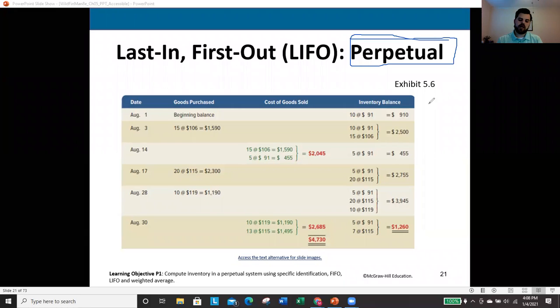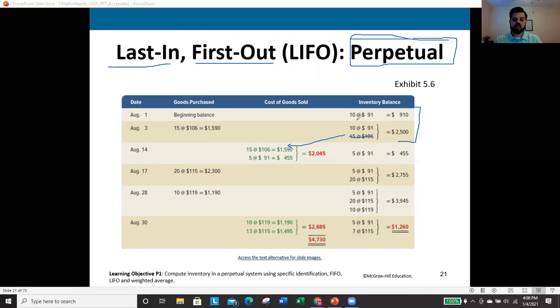So once again, we've got our same beginning situation, 10 at 91 plus 15 at 106. Nothing has changed here. This is the same. But notice on August the 14th, when we made our sale, we sold 20 units. But did we sell these 10 units at 91 first? No. Remember here, last in, first out. What that tells us is the last units in were these 15 at 106. All 15 of these must be sold first. And so that is what happens.